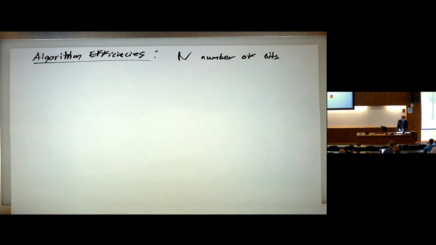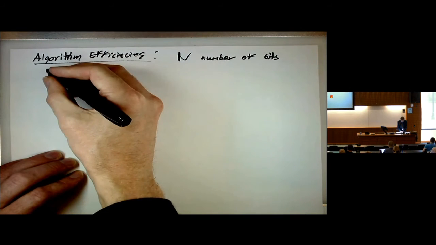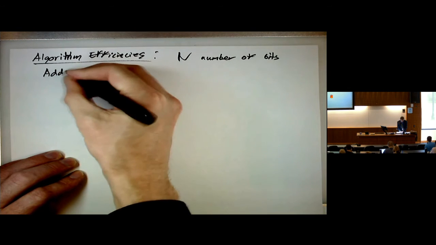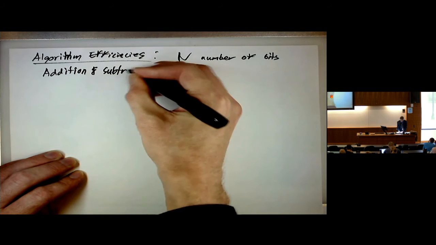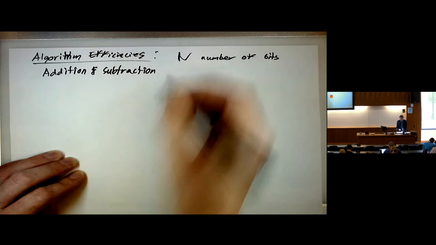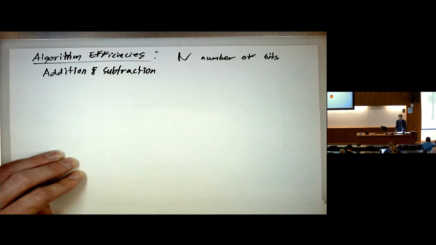So here are some examples. So addition and subtraction. The way you compute these is you basically count.